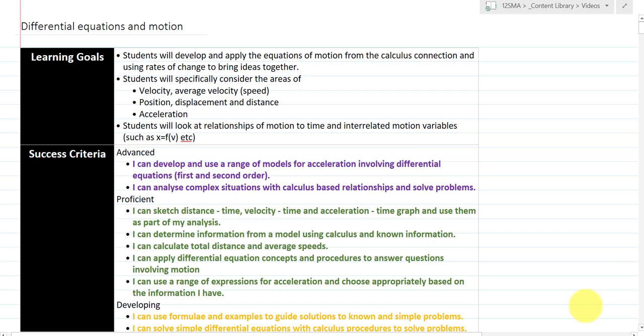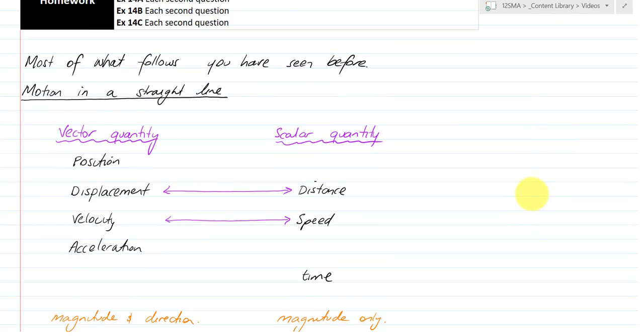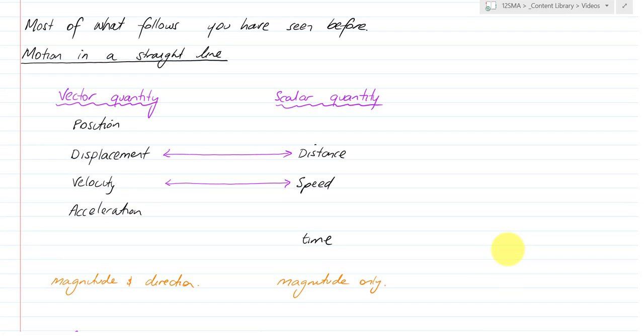So there's some learning goals, success criteria there for you to have a look at. Now let's have a look at the content. So most of what follows you've seen before in methods predominantly, but also somewhat in specialist, and you will have seen some of the vectors before as well. So here's a reminder, I've put things specifically on lines.